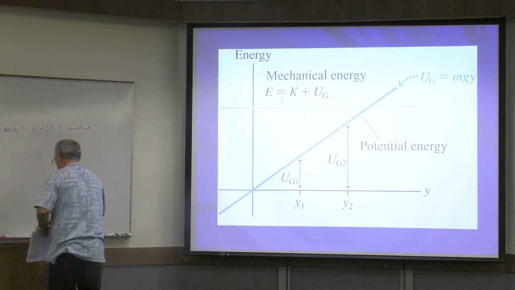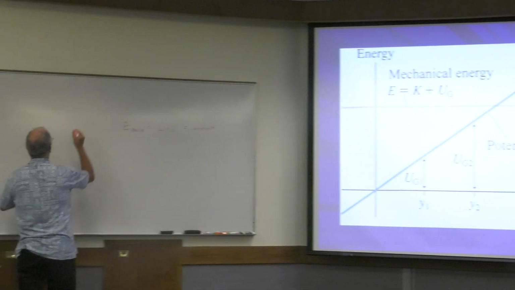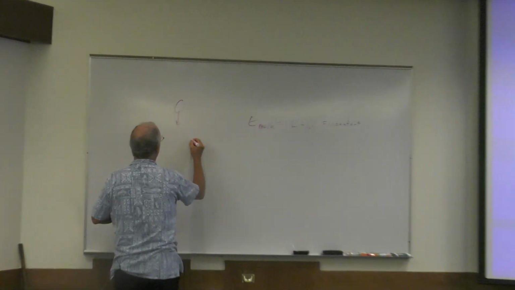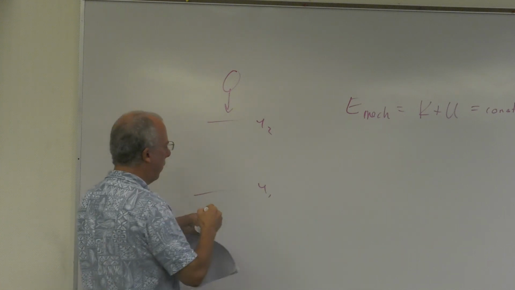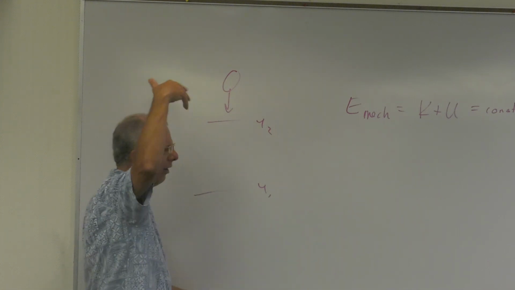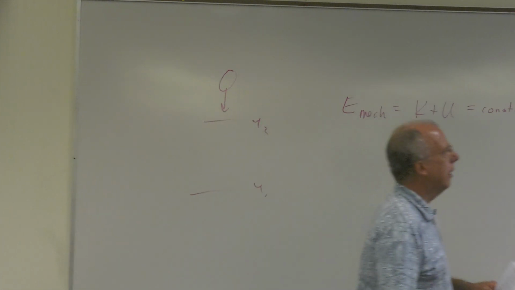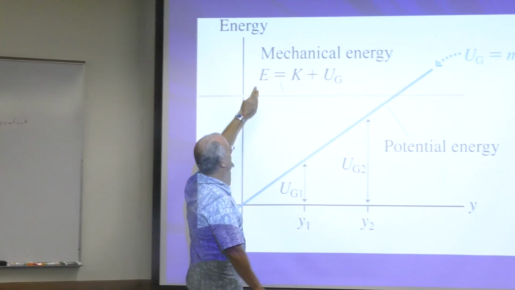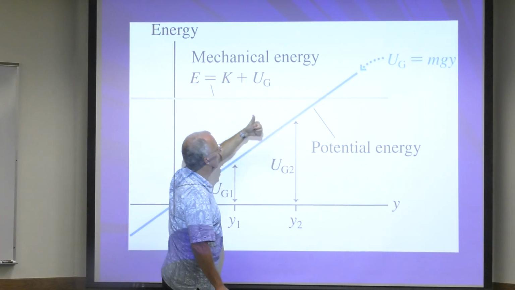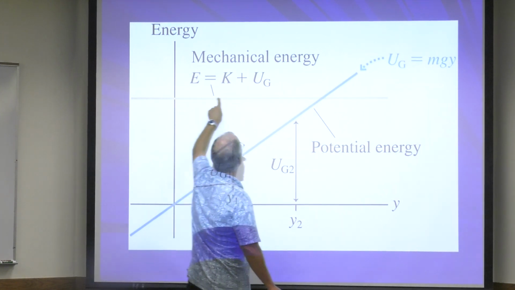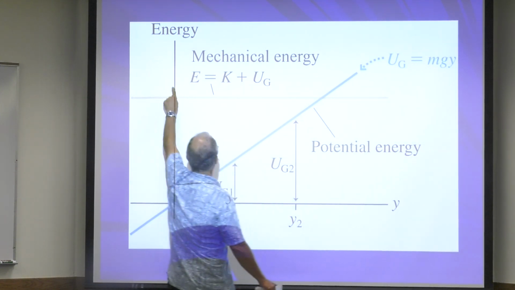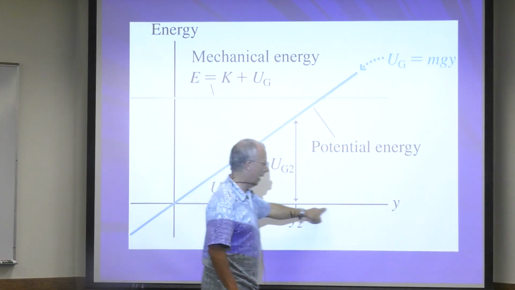So we're just dropping a ball. And so here's y2 and here's y1. And we're dropping it from someplace a little bit higher than y2, okay? All right. So here's mechanical energy. Mechanical energy equals K plus U, and it's U gravity, right? So this is constant, right? Because this is the energy and this is the height, right?